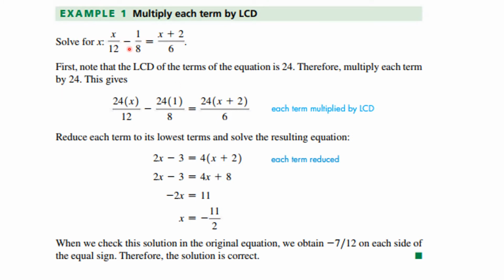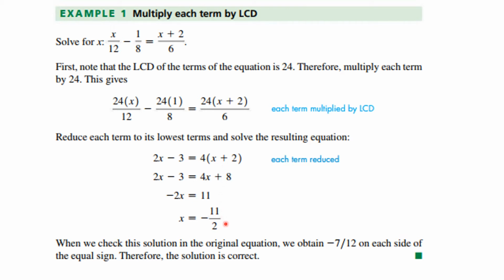Let's do an example. Here we have an equation to solve, a lot of fractions. The least common denominator of the terms is 24, so I multiply all the way through by 24 each term. So 24 times this one, 24 times this one, and 24 times this one. 6 will go into 24 4 times, 8 will go into 24 3 times, and 12 will go into 24 2 times. So this is a linear equation for us to solve.